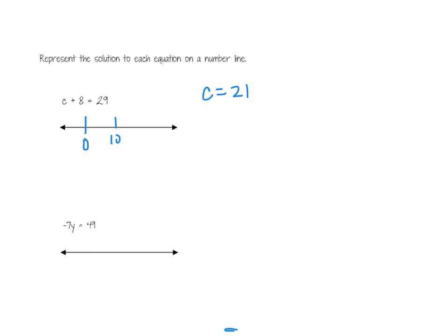So here's 10, 20, 30. The thing I need to do when I mark my answer is put a closed dot, which means a closed, solid shape as compared to an open shape. Open as in not shaded in. So what this means is that 21 has to be 21 for this equation to be true. So there we've represented our solution, our answer. We represented it on a number line.